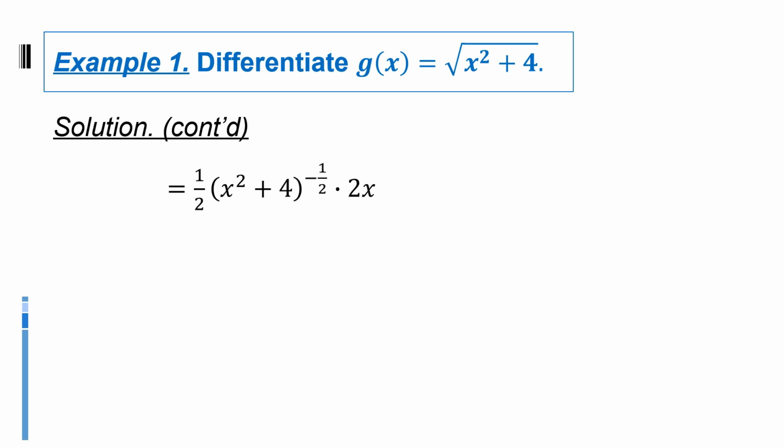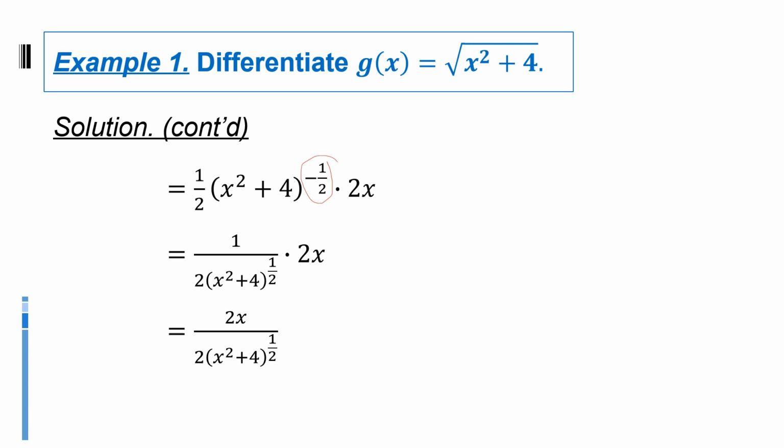Now, we know that kapag negative yung kanyang exponent, pwede natin siyang ilagay sa baba para maging positive. So that is now 1 over 2 times the quantity x squared plus 4 raised to 1 half times 2x. And if we multiply that, that is equal to 2x all over 2 times x squared plus 4 raised to 1 half. And we can now cancel this, which leaves us with x over x squared plus 4 raised to 1 half. Or in radical form, that is x over the square root of x squared plus 4.